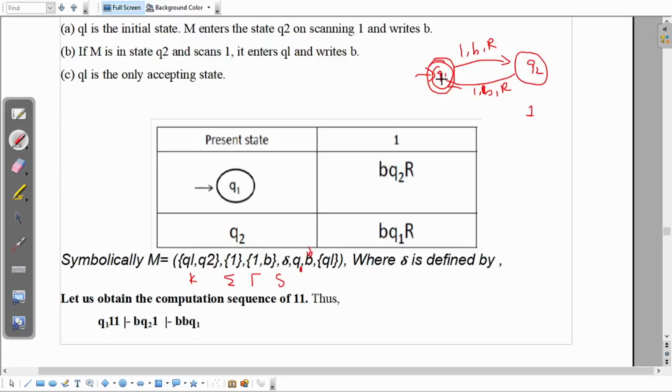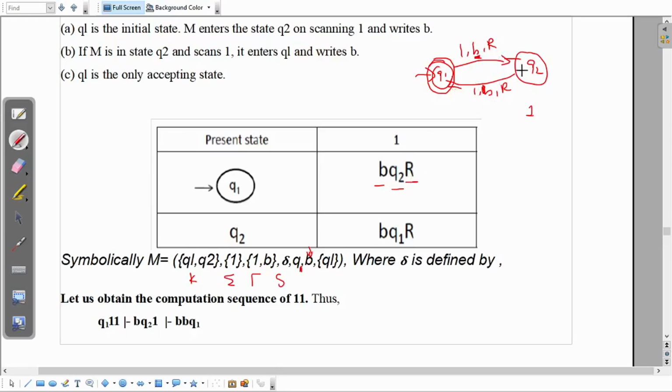Next, Q1 on 1 goes to where? Q2. So 1 is replaced by B, and after converting that character into B, it takes a right move. That is what is specified here.